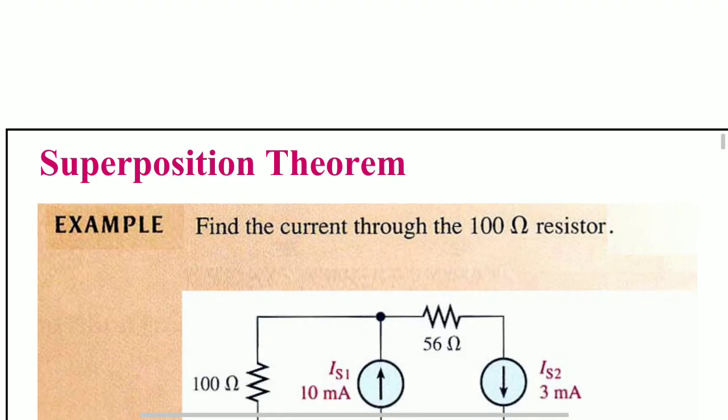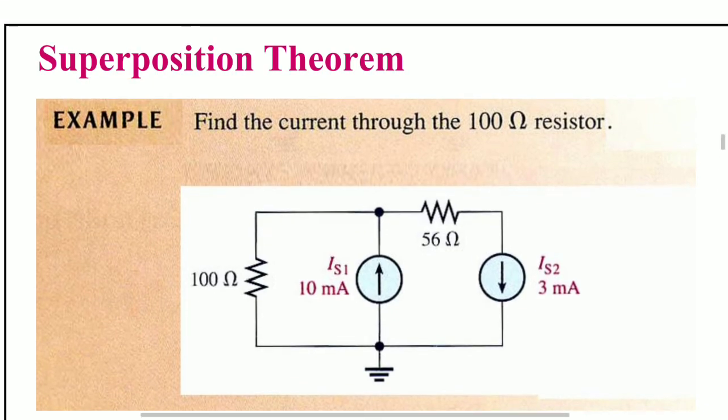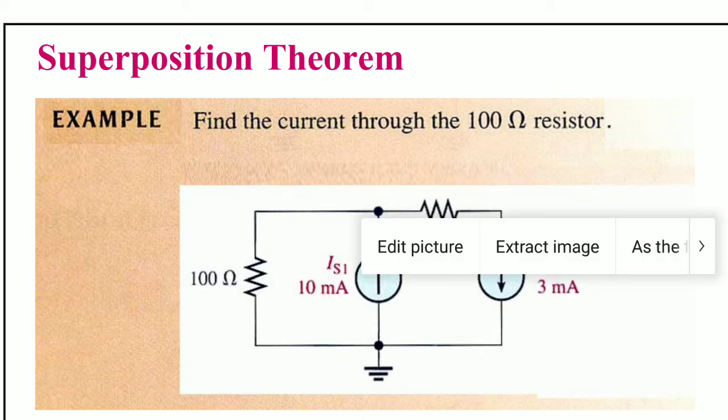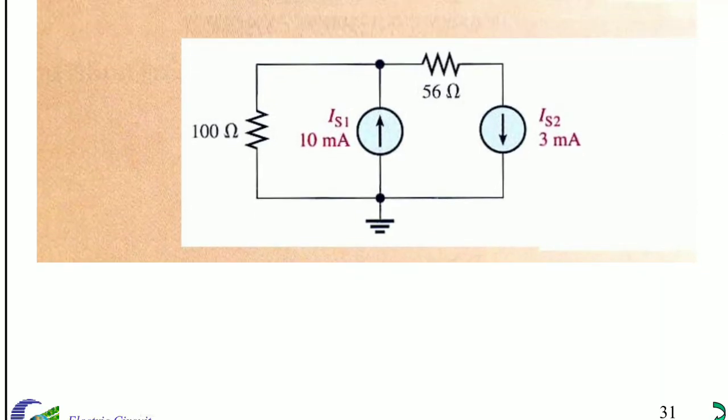So next is another example problem. We can find the current through the 100 ohm resistor. Here two sources are present, two current sources. What they are asking is to find the current through the 100 ohm resistance. In this circuit, two current sources are present. That means deactivate any one source. Here IS1 is the source 1 current and IS2 is the source 2 current.